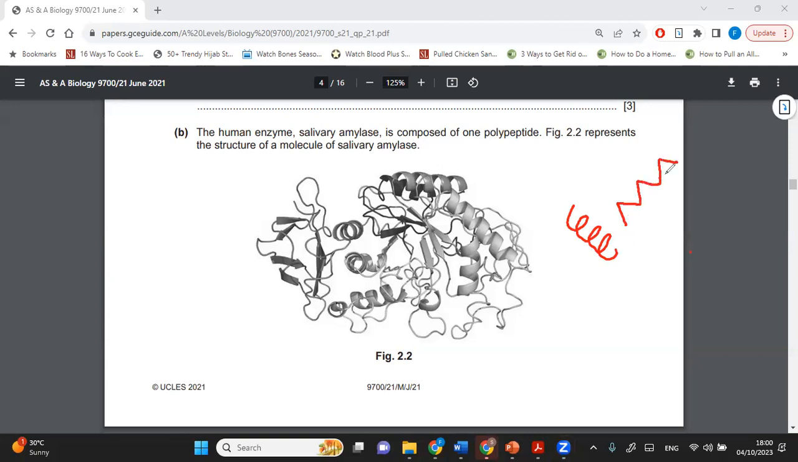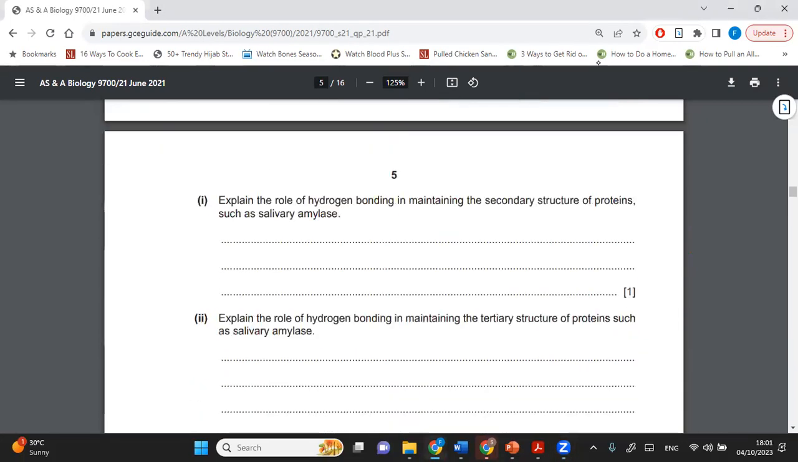This is literally a 1 mark question, so you don't need to go into details with your answer. All you have to say is that hydrogen bonding is needed to maintain the alpha helical and the beta pleated structure of the protein. That's it.